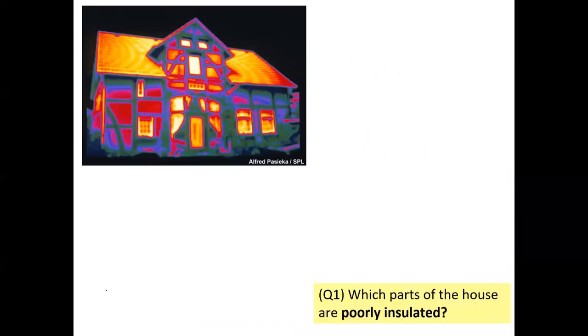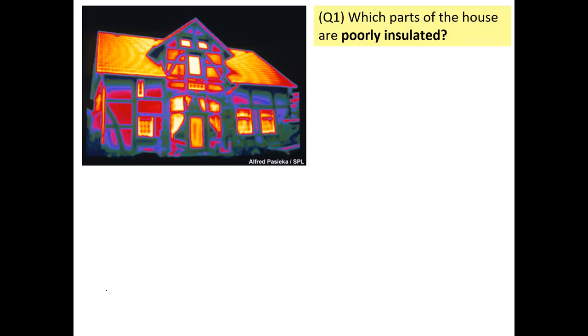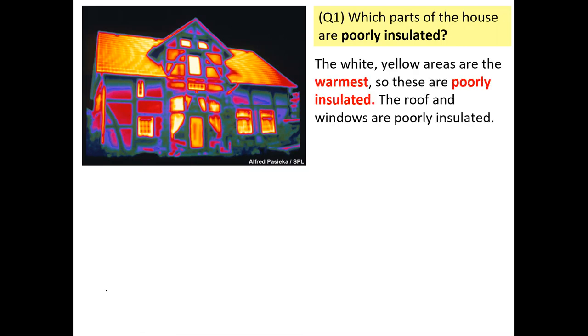So, which parts of the house are poorly insulated? Well, looking at this thermogram, the white and yellow areas are the warmest. So these are the poorly insulated parts. And looking at this thermogram, it's the roof and the windows that are poorly insulated.